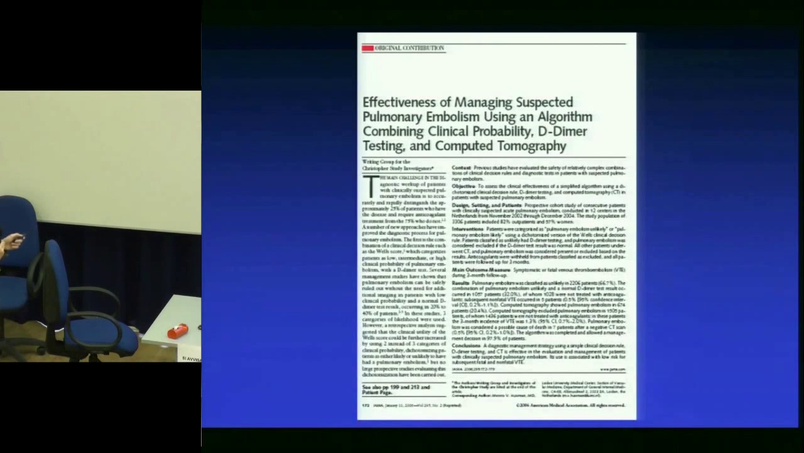That's another example. So JAMA, that's not a therapeutic study, that's a diagnosis study. Effectiveness, so it's more similar to a pragmatic trial of managing suspected pulmonary embolism using an algorithm combining clinical probability and D-dimer test in computed tomography. That's a diagnosis study, definitely. No way of discussion.